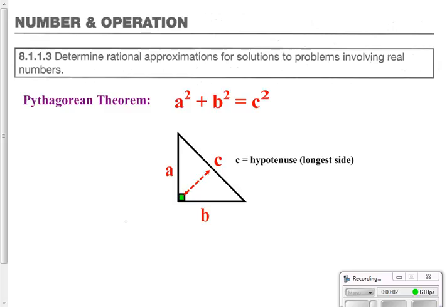Standard 8113, determine rational approximations for solutions to problems involving real numbers. We will probably be dealing with some Pythagorean theorem here. Remember, Pythagorean theorem is a squared plus b squared equals c squared.